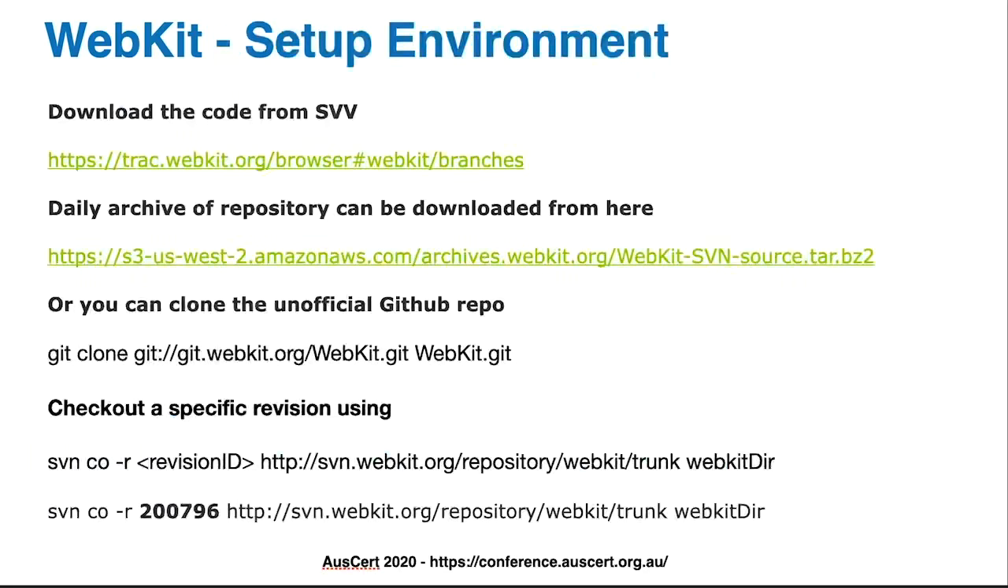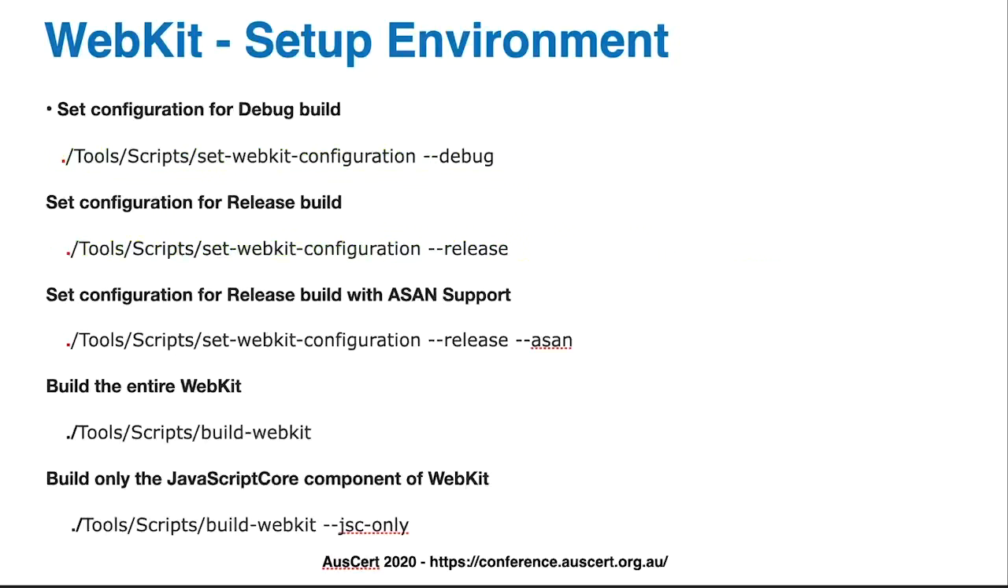Now these are some instructions on how you can set up WebKit. You just clone the repository and then you can check out whatever revision you want. You can either check out WebKit from SVN or you can download it from GitHub. The copy on GitHub is not the official one, it's an unofficial copy of the repository which is hosted on SVN.